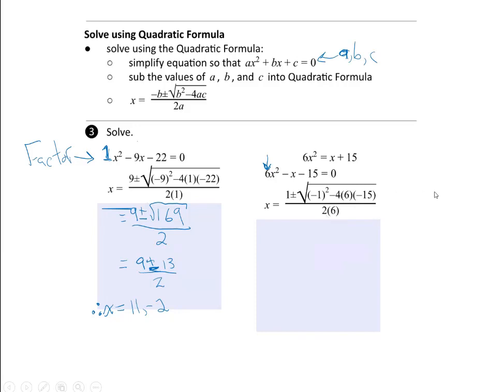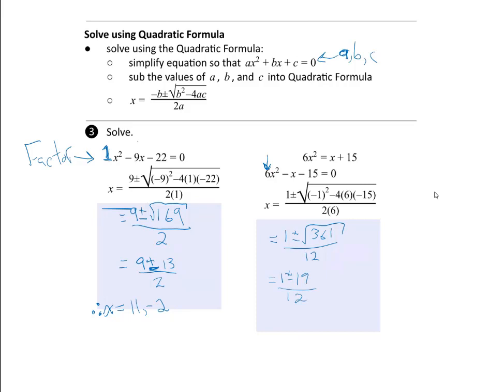Again, same idea. Evaluate what's under the square root sign first. We're going to say x equals our 1 value plus minus square root of something all over 12. I'll give you a minute to evaluate what's under the square root sign. If you said it is 361 under the square root sign, you are correct. Now you can actually evaluate this. It rounds down to a nice whole number. We're left with 1 plus minus 19 over 12.